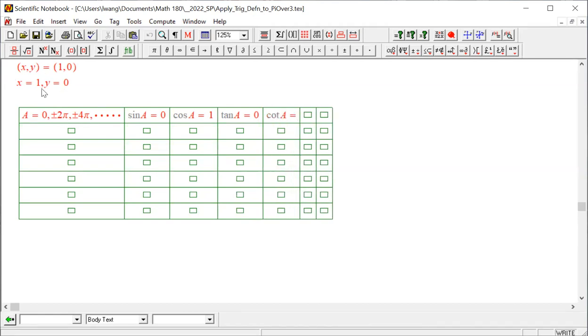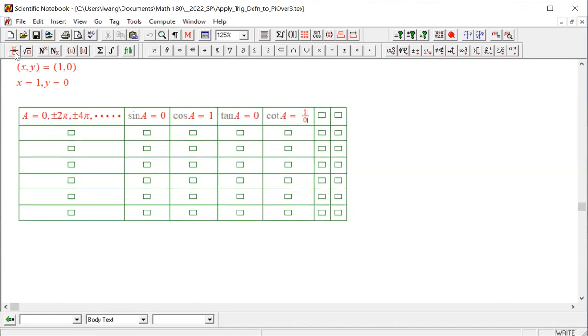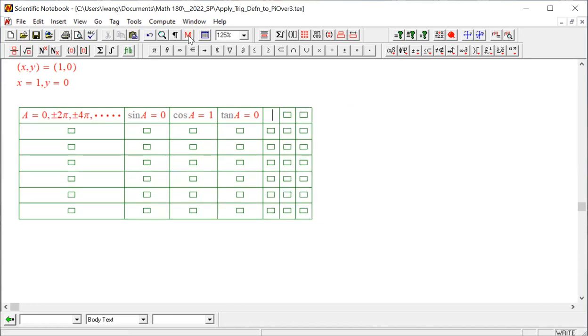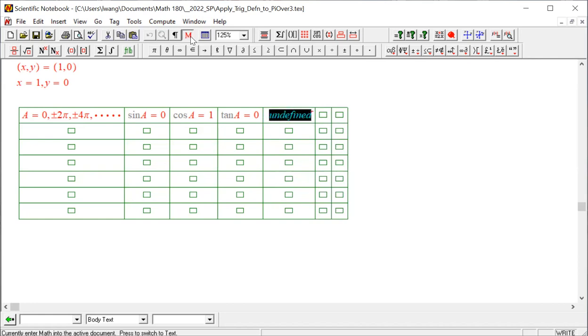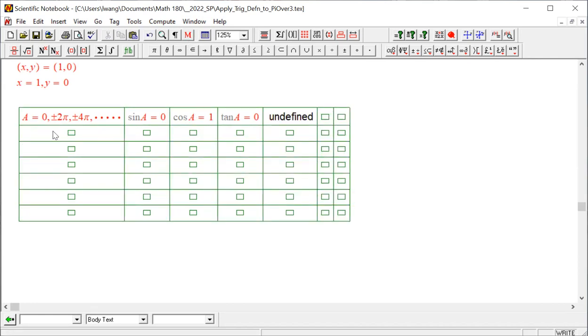Cotangent of A. Cotangent is x over y. 1 divided by 0. What's happening? Undefined. This is the case because we have a 1 over 0 situation, and 0 cannot be the denominator. Therefore, cotangent is undefined here. So cotangent is undefined at these angles.